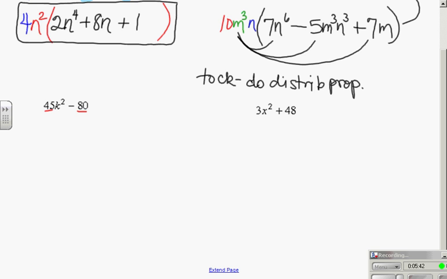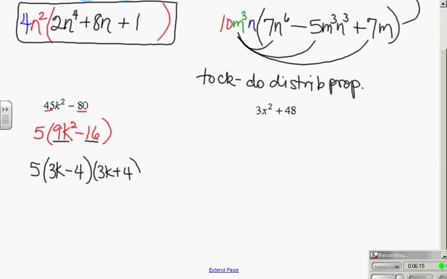Now in this one, 45 and 80, I know it has a common factor of 5, whether that's the biggest or not, it doesn't matter. I can always take another factor out. So I'm going to take out 5, and that's going to leave 9k squared minus 16. 80 divided by 5 is 16. Now this is the difference of perfect squares. 9 is a perfect square, k squared is a perfect square, and 16 is a perfect square. So that will factor into 3k minus 4 times 3k plus 4, where you take the square root of each of those perfect squares. That is fully factored.